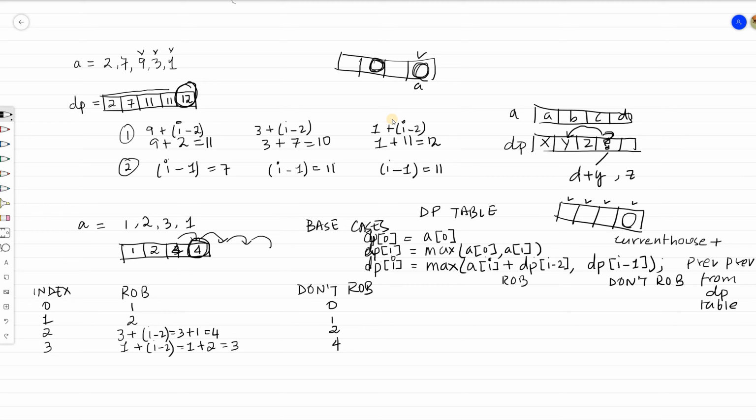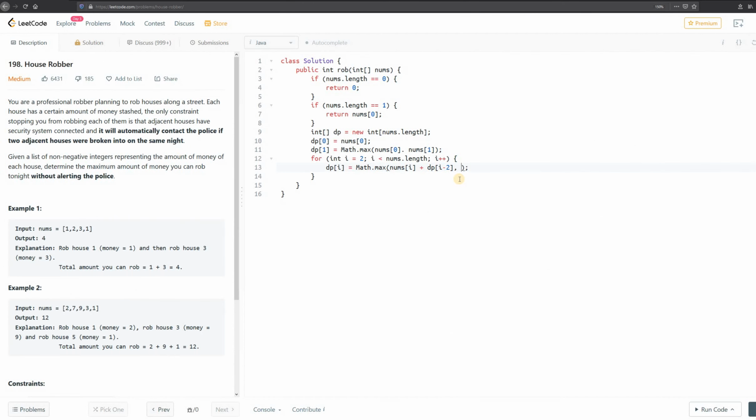So I am going to take this value from the nums array and add what I can get from here. These two will give me my answer. That's what we are doing here. And the other choice would be to not rob this house. In that case, I will just look at my DP table and see what is the best I could get till the last house, and my answer would be stored in the last index of the table. So let's submit this and see.